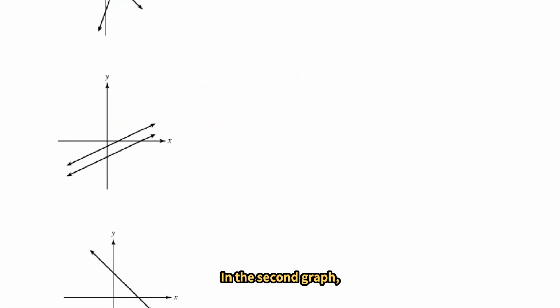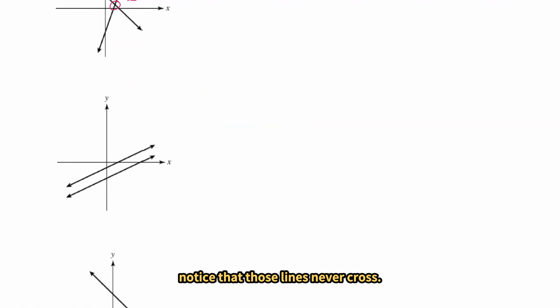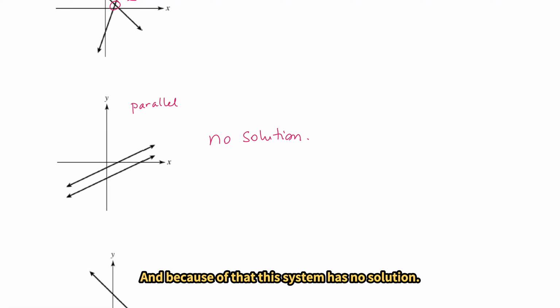In the second graph, notice that those lines never cross. They're actually parallel, like train tracks. Parallel lines will never intersect. And since they will never intersect, there will never be one single ordered pair that solves both equations at the same time. And because of that, this system has no solution.